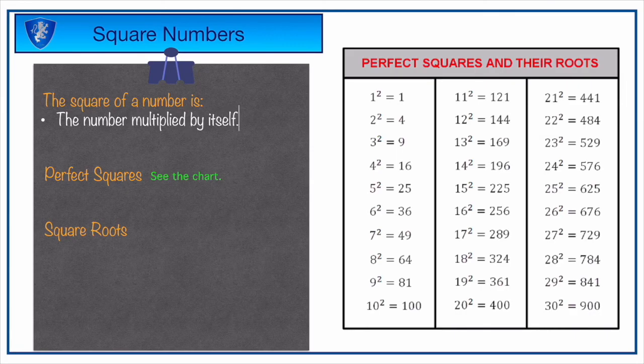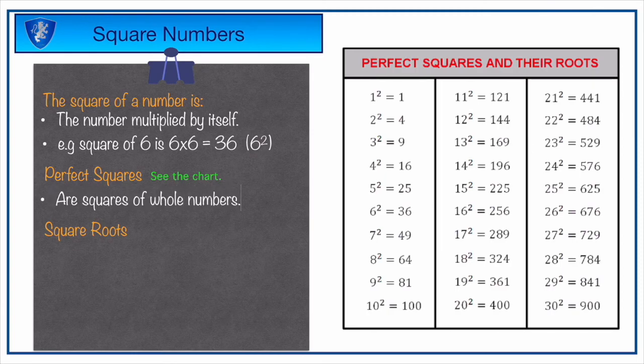So the square of a number is a number multiplied by itself, like 6 times 6 is 36. As you can see here, we've shown 36 as 6 to the power 2, and the 2 indicates a square number. And again here, 4 to the power 2. The square of 4 is 16, and the square of 5 is 25. The square of 6 is 36. And all perfect squares are squares of whole numbers.